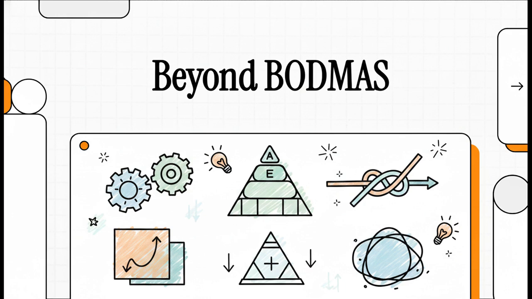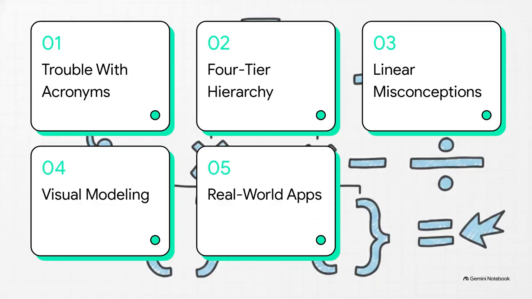We're moving away from arbitrary mnemonics and heading straight toward true fluency. So, let's dive right in. Here is our roadmap for today's masterclass. We'll start by diagnosing the trouble with popular acronyms, explore the true four-tiered hierarchy of math, look at the linear misconception trap, and then equip you with visual modeling tools and real-world applications.